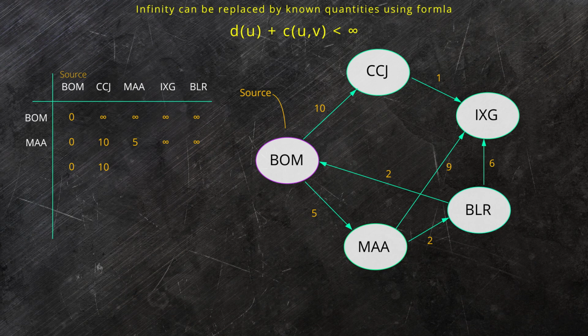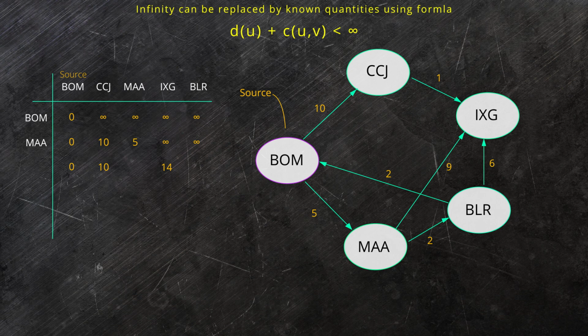So distance of MAA to MA, as you have already selected that, either it can be written as 0, or you can write nothing, you can leave it as 0. Now look at the next airport. MAA to IXG. What is the cost of distance of MAA? That is 5. The cost of IXG, how much is it? That means MAA to IXG, 5 plus 9, that is 14.